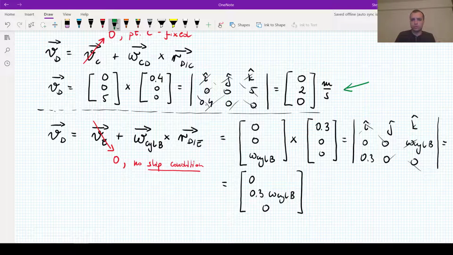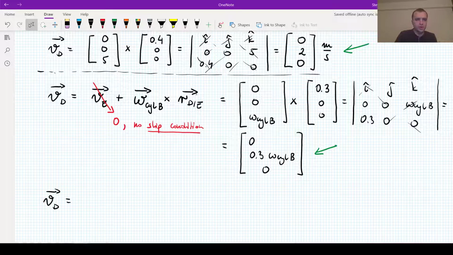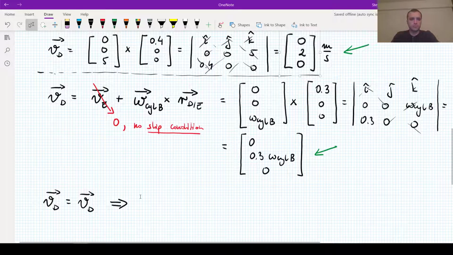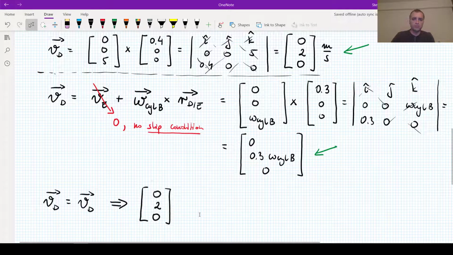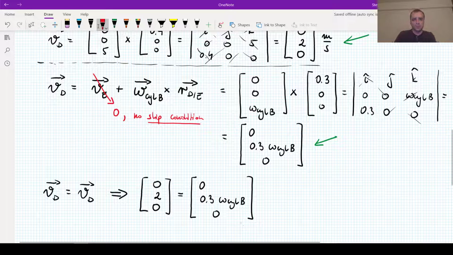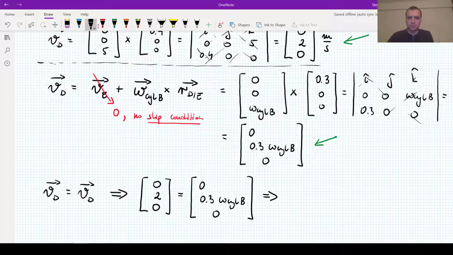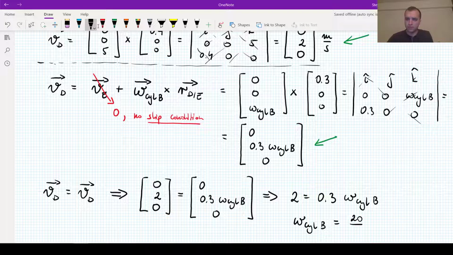We expressed VD in two different ways, and naturally VD has to be equal to VD. Yes, this is a tautology, this is trivial. So from here we know that this vector has to be equal to this vector. But we care only about the y components, right? So right now we can write that 2 is equal to 0.3 omega cylinder B. That means that omega cylinder B is equal to 20 divided by 3.